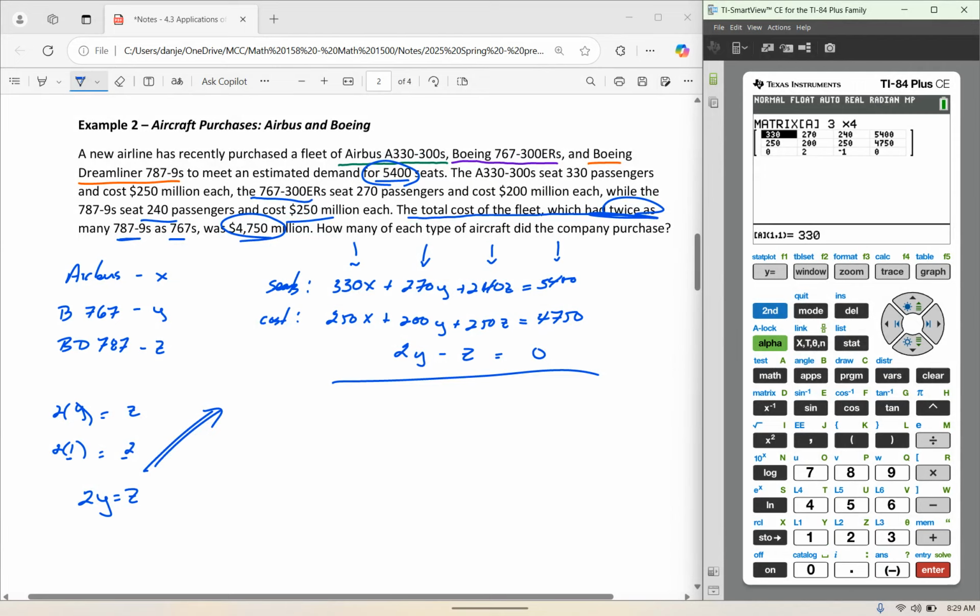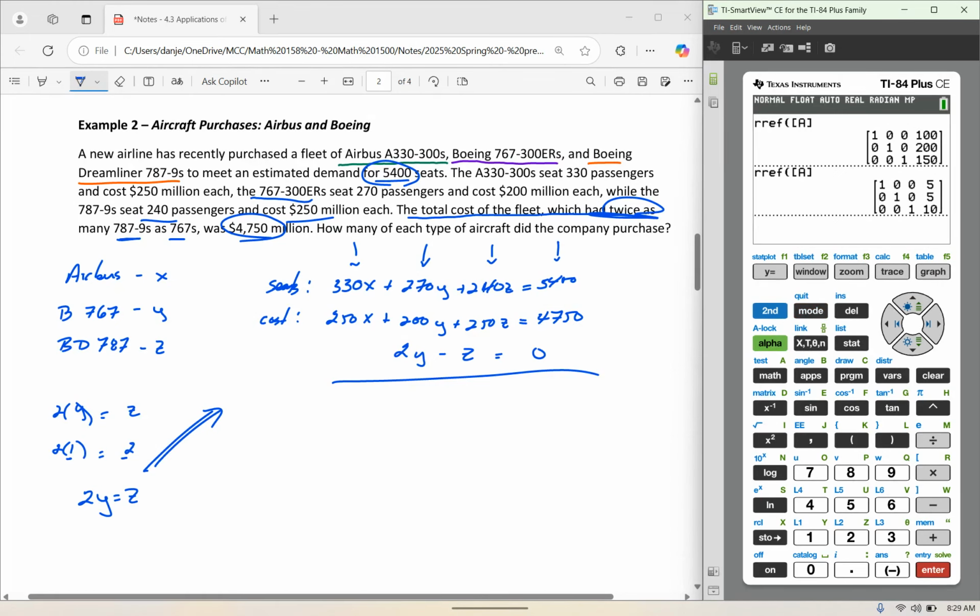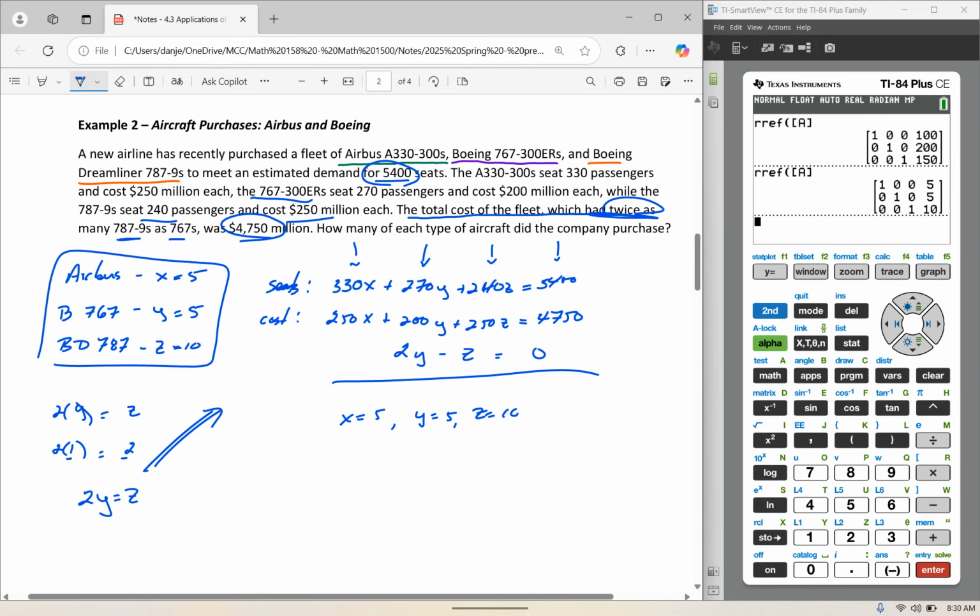So I've got my matrix entered correctly, second quit. And as I've mentioned to you before, since the last thing we did in the calculator was the reduced row echelon form on matrix A, all I have to do now is press enter again, and we'll see that x equals 5, y equals 5, and z equals 10. So that means that we want 5 of the Airbus, 5 of the 767, and 10 of the 787 Dreamliners.